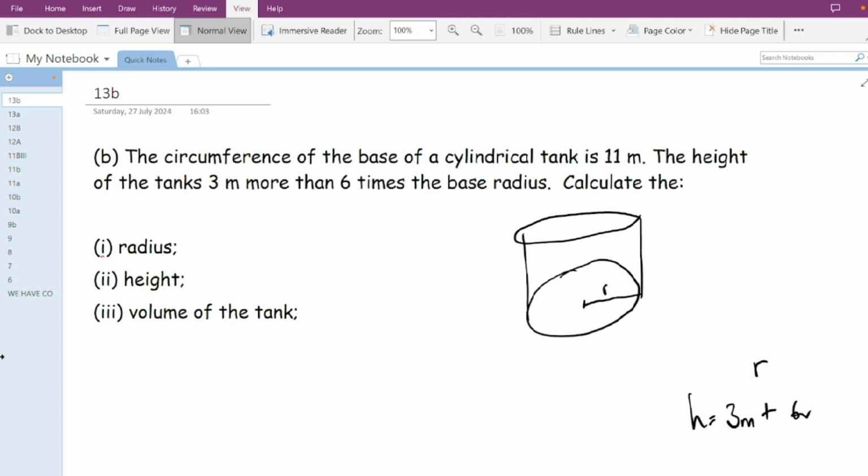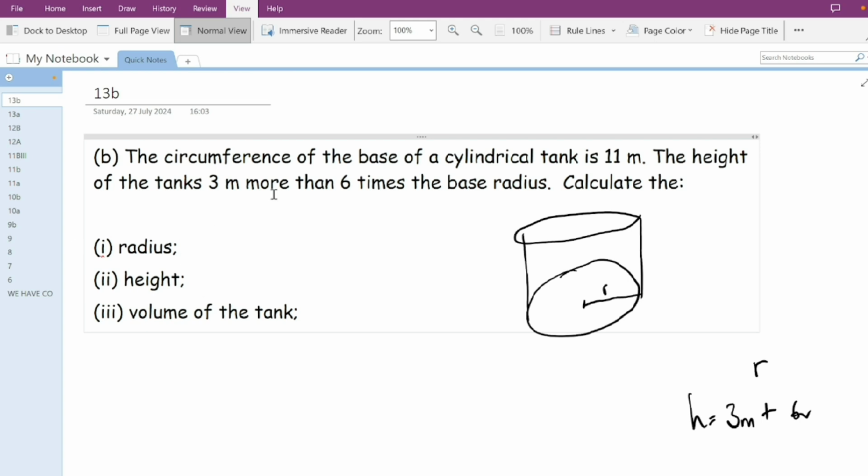1, calculate the radius first. 2, calculate the height. 3, calculate the volume of the tank. With this information, you can solve the question. This question could have been more technical if they had not told us to find the radius or the height, and had just asked us to find the volume of the tank. They've made the question easy by telling us what to find before the volume.